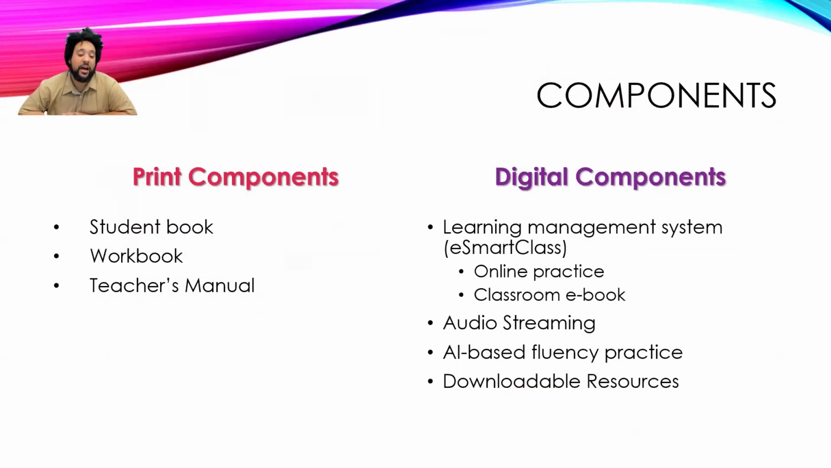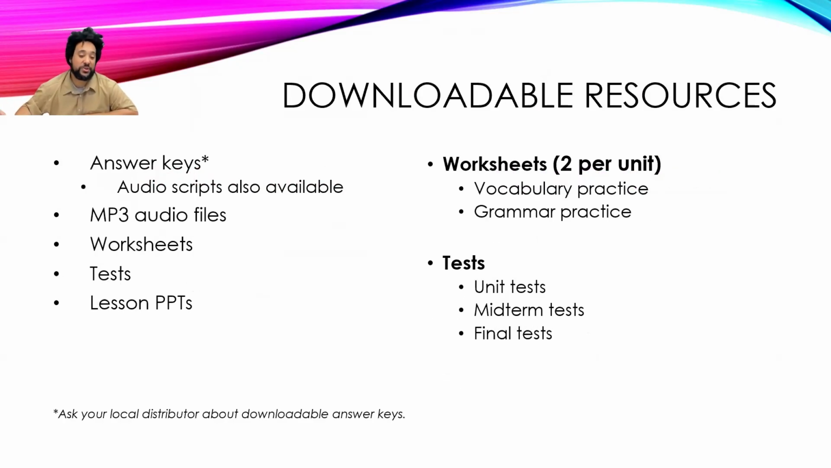To help them with this, there is a student book and a workbook, and for the teachers, there is a teacher's manual as well to guide you through each part of the lesson, give you suggestions and additional resources. For the digital components, it will be part of eSmartClass. There will be online practice. There are classroom ebooks for schools to use. There is audio streaming, just like any of our course books. And as I mentioned, the AI-based fluency practice that is in Hand in Hand second edition is also going to be included in English Wave. And then, of course, we have plenty of downloadable resources.